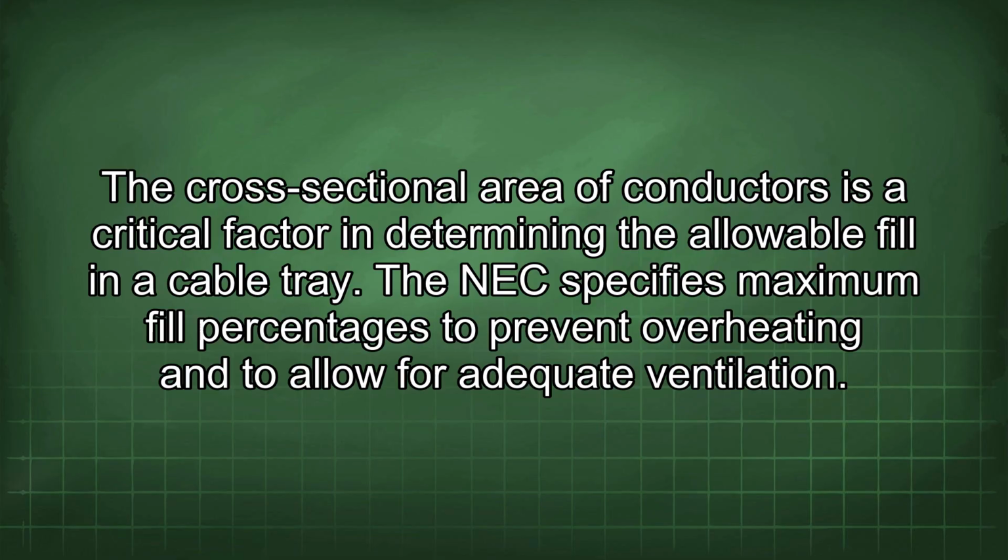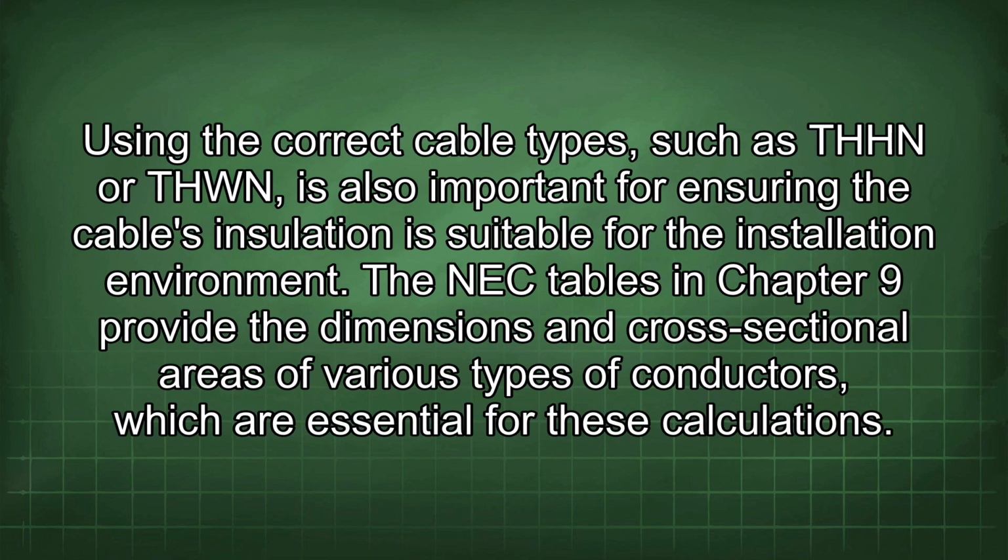The cross-sectional area of conductors is a critical factor in determining the allowable fill in a cable tray. The NEC specifies maximum fill percentages to prevent overheating and to allow for adequate ventilation. Using the correct cable types, such as THHN or THWN, is also important for ensuring the cable's insulation is suitable for the installation environment. The NEC tables in Chapter 9 provide the dimensions and cross-sectional areas of various types of conductors, which are essential for these calculations.